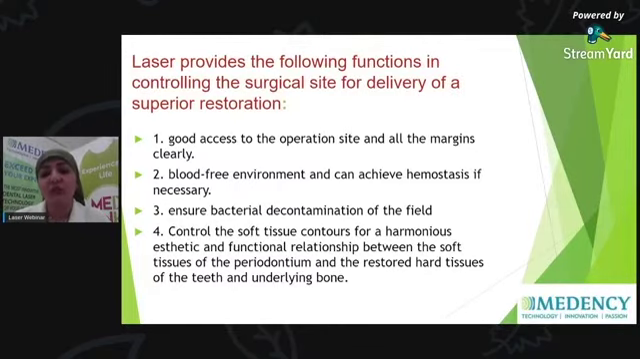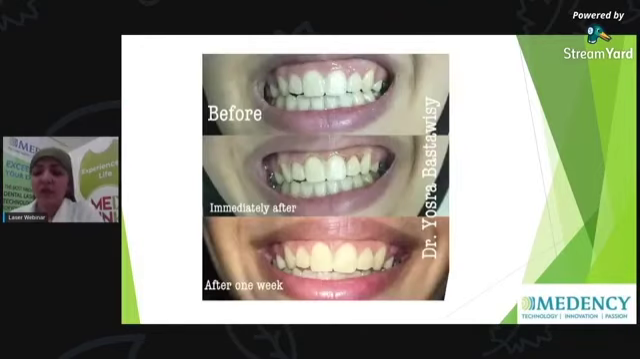So the functions you are controlling are a good access to the operation site and all the margins clearly, a blood-free environment, achieving hemostasis if necessary, ensuring bacterial decontamination of the field, and controlling the soft tissue contours for a harmonious, aesthetic, and functional relationship between the soft tissues of the periodontium and the restored hard tissue of the teeth and underlying bones.